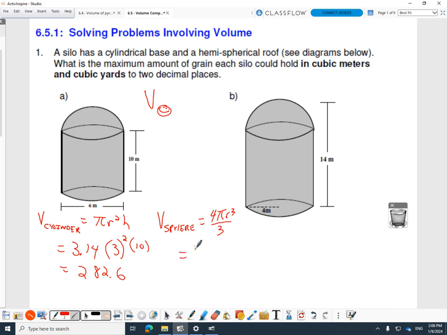4 times 3.14. Radius is still 3, but then I got to divide it by 3. What's that? Oh, yeah, meters cubed. Good. Thank you. Good job. So now, fraction button, 4 times 3.14 times 3 times 3 times 3, and then divide by 3. And I get 113.04. But this is not right. If I mark this question out of 4 marks, you'll get 2 of the marks for doing what you've done, but there's more to be done.